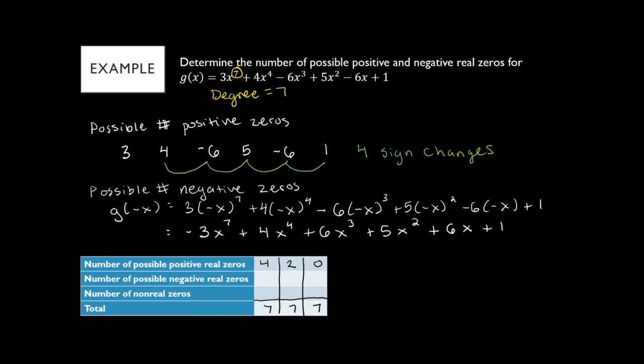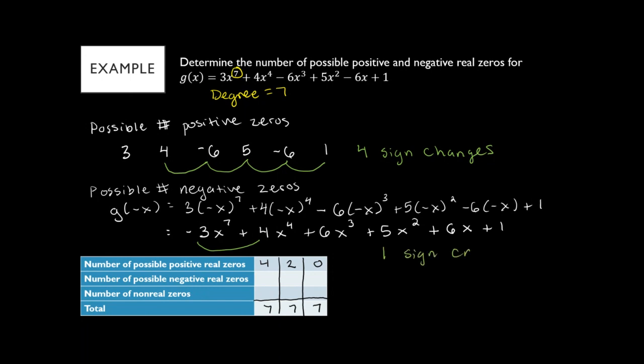So now we want to look at our sign changes again. We go from a negative 3 to a positive 4. Then we stay positive, stay positive, stay positive, stay positive. And the rest of the numbers are all positive. So we have 1 sign change. So 1 sign change means, once again, there is only 1 negative 0. And so we just fill that in for every column there.